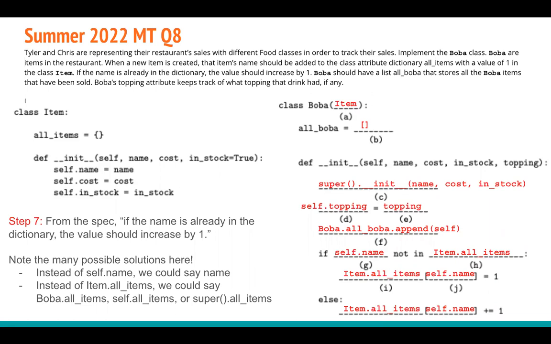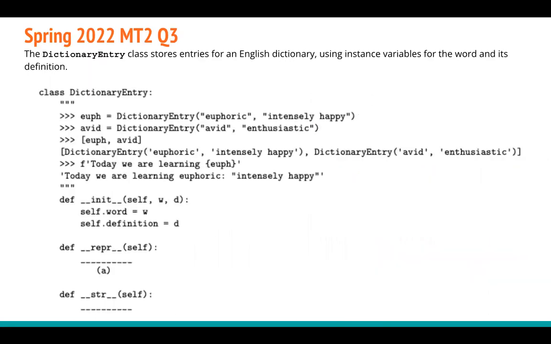Cool. The next question is about F strings, and I think I'll just walk through it because I know we haven't gotten a lot of exposure to F strings in lecture and discussion. So in this problem, it says the dictionary entry class stores entries for an English dictionary using instance variables for the word and its definition. So we have youth, which is a dictionary entry with the word euphoric and the definition intensely happy, and then avid with the definition enthusiastic.